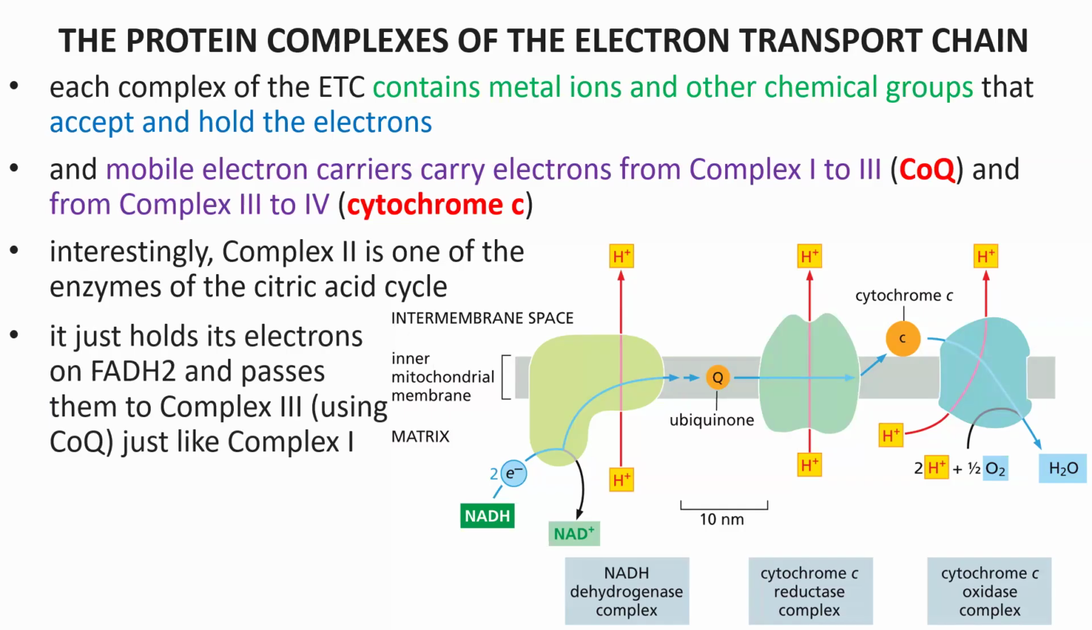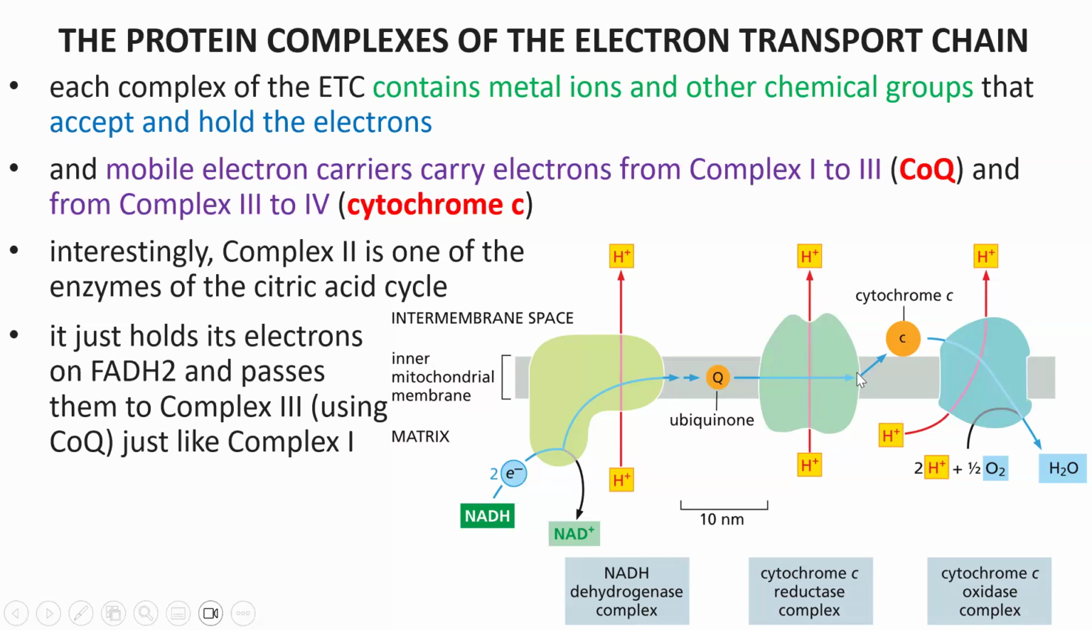So complex 1 accepts electrons from NADH. NADH is oxidized, complex 1 is reduced. Then complex 1 is going to release some of the energy from those electrons through redox reactions that occur within the complex, and a lot of that energy is going to be used to pump protons. When the electrons reach the end of complex 1, they're going to be offloaded onto CoQ, and CoQ is going to shuttle those electrons to complex 3. Complex 3 is going to have its own internal redox reactions that release a lot of that energy, negative delta Gs, and a lot of that energy that was released is going to be used for active transport of protons.